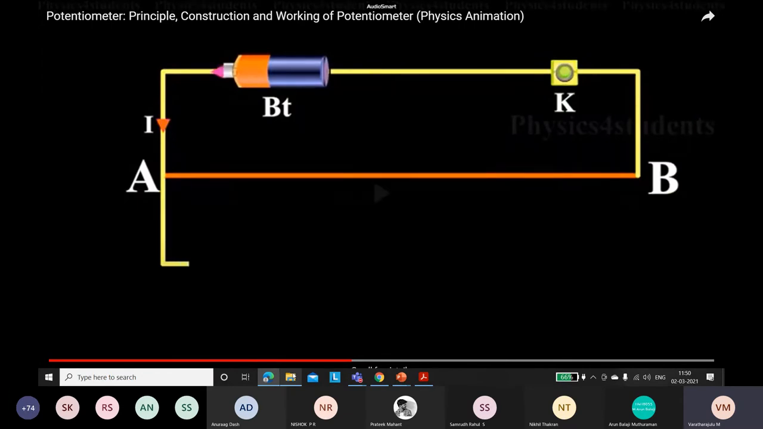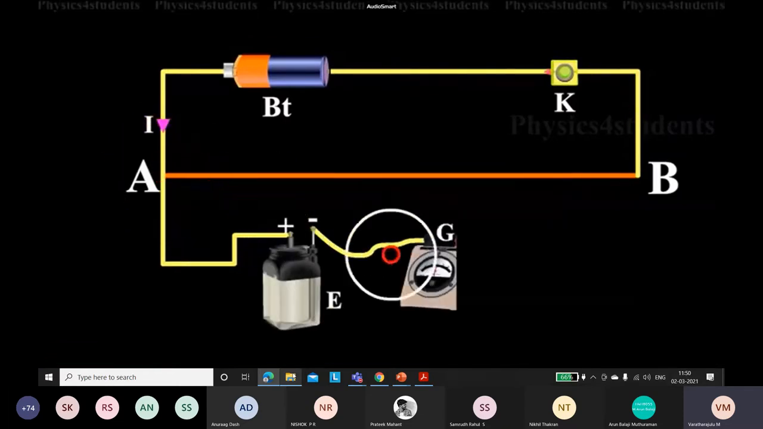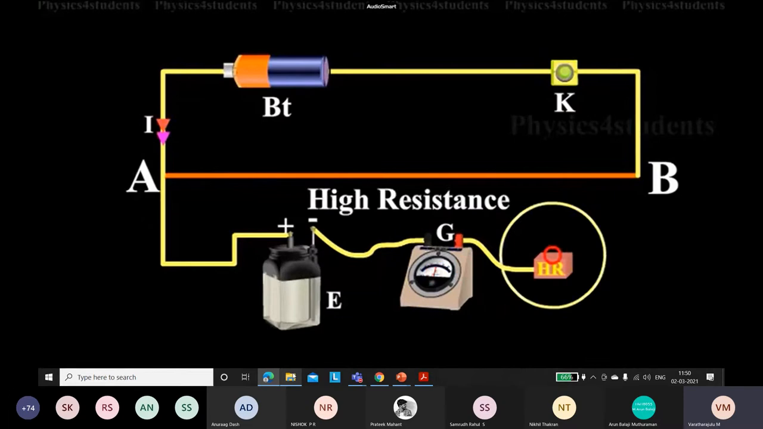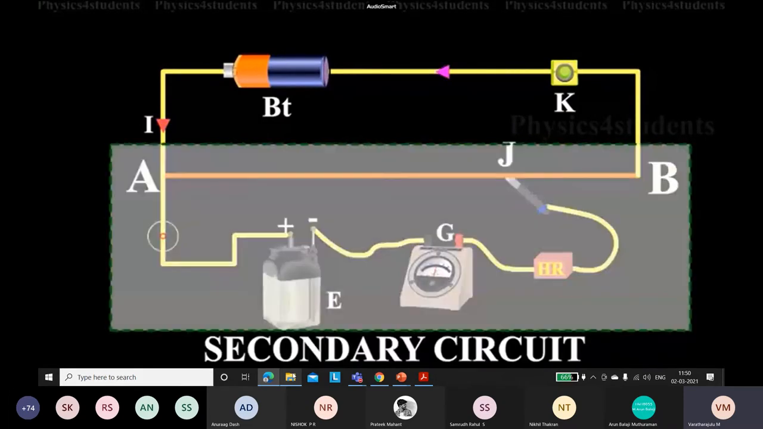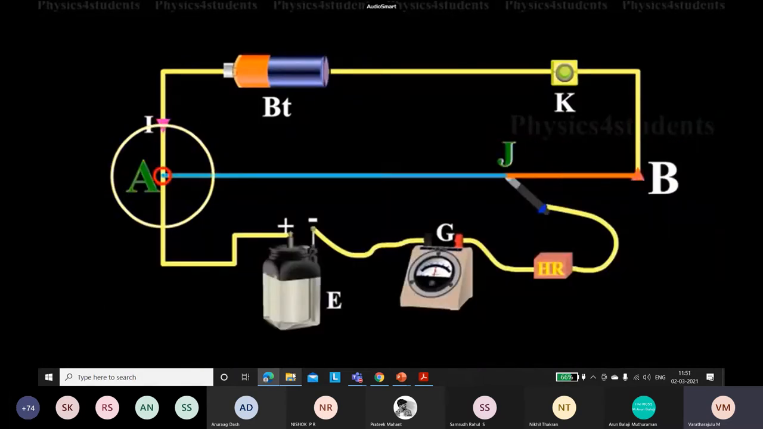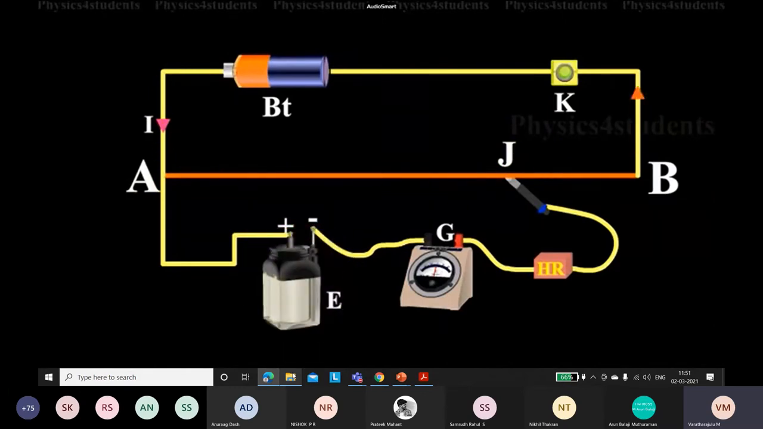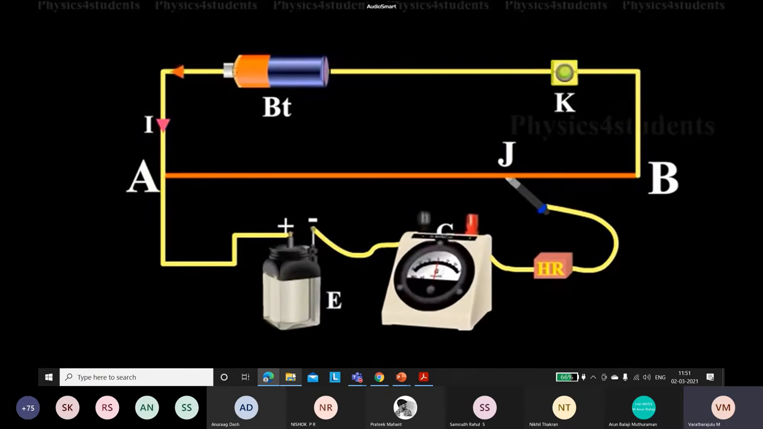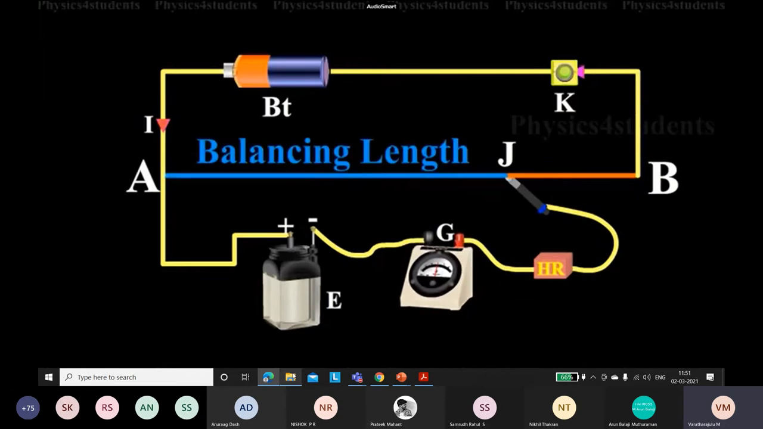A primary cell is connected in series with the positive terminal A of the potentiometer, a galvanometer, high resistance and jockey. This forms the secondary circuit. If the potential difference between A and J is equal to the EMF of the cell, no current flows through the galvanometer. It shows zero deflection. AJ is called the balancing length.